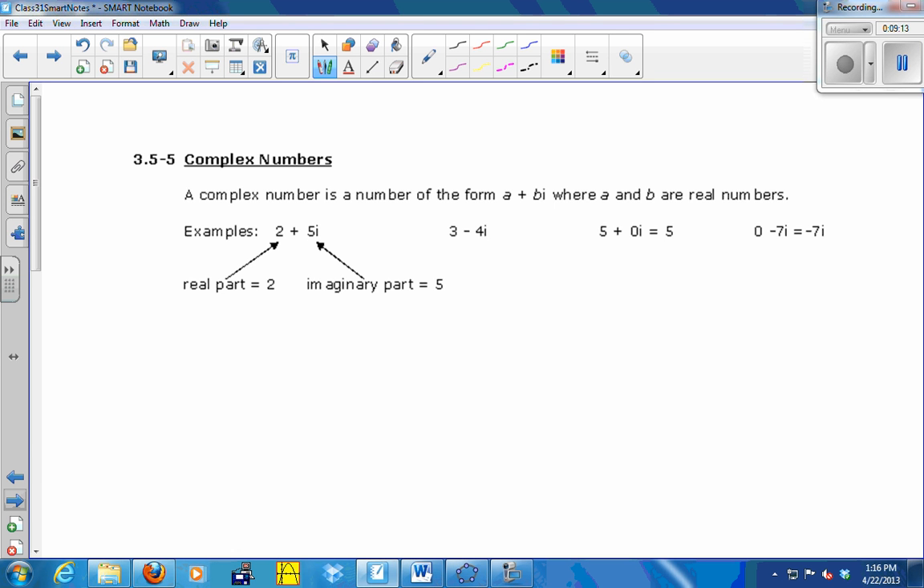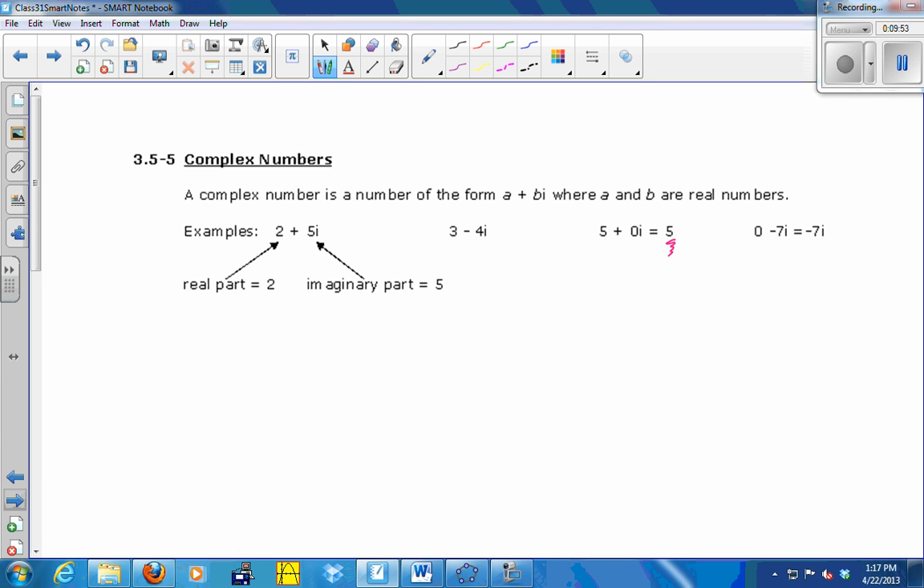So the letter i stands for imaginary. And we say a complex number is a number that looks like a plus bi, where a and b are real numbers. So it's a sum of a real number plus an imaginary number. A real part and an imaginary part. So for example, 2 plus 5i is a complex number. 2 is the real part, 5 is the imaginary part. 3 minus 4i. 5 plus 0i is a complex number, even though that's just the number 5. So we still consider that a complex number.